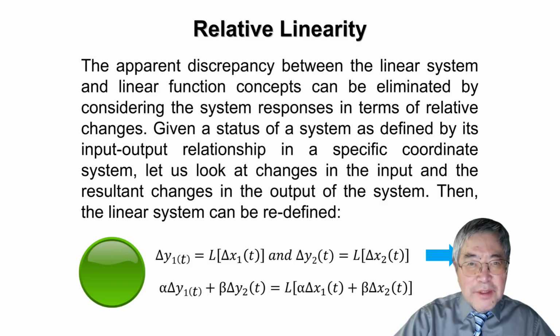Then, if the superposition principle applies to these changes, that is, alpha times delta y1 of t plus beta times delta y2 of t equals L applied to alpha delta x1 of t plus beta delta x2 of t, we call the system linear. This shows that by focusing on relative changes, the system behaves linearly, even if the original absolute function looked nonlinear because of an offset or intercept. This concept is especially useful in medical imaging, where systems often operate around a baseline or reference signal, and what matters most is the change we're trying to detect or measure.